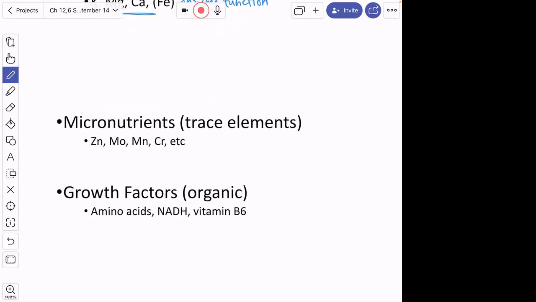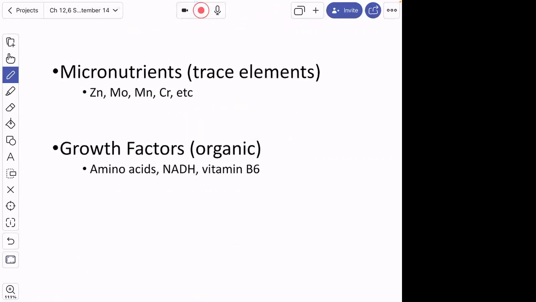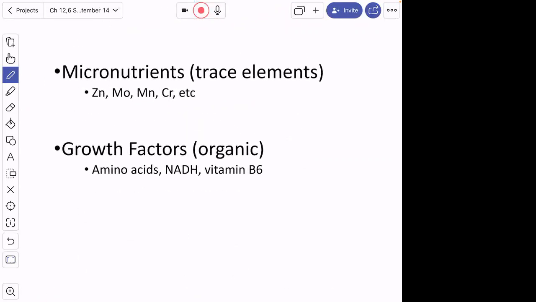All right, micronutrients are no less important. Cells just need less of them. And by less, I mean that maybe tap water would have enough of that micronutrient in it for the organism. So they're also known as trace elements. Zinc, molybdenum, manganese, etc. Again, most of these are necessary for enzyme function or structural components of enzymes.